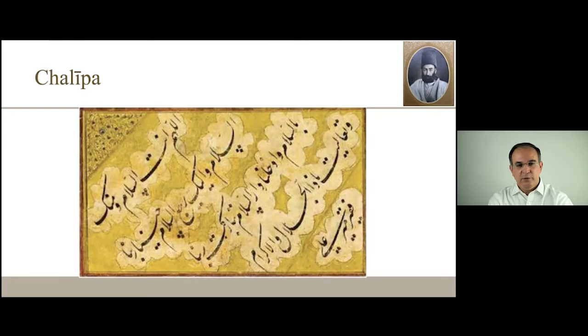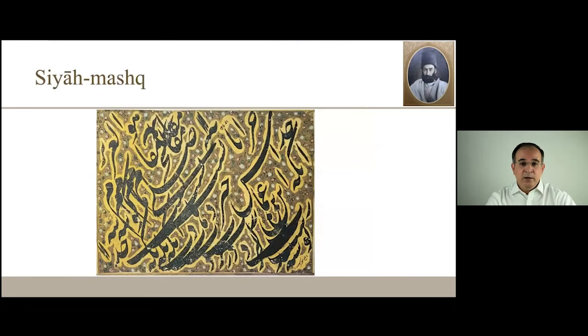It's the straightforward way of understanding it, and it's not a straight line. When you look at those lines, they don't form a kind of a square. It's a little bit more elongated on the sides. Then we've got this style of siyah mashq, the one that you see here.